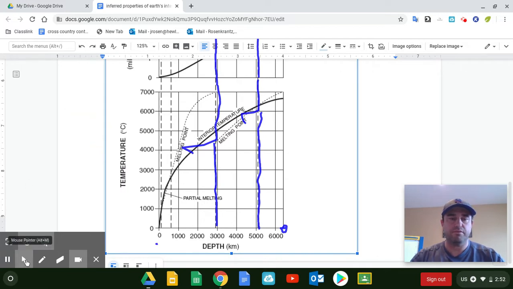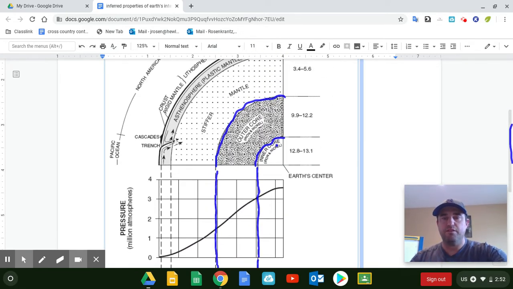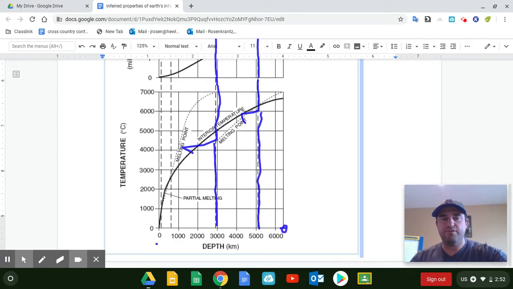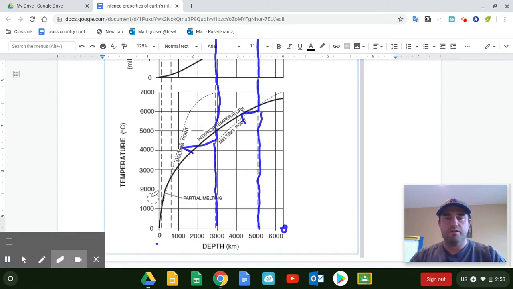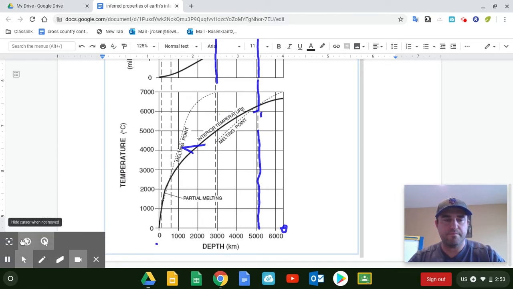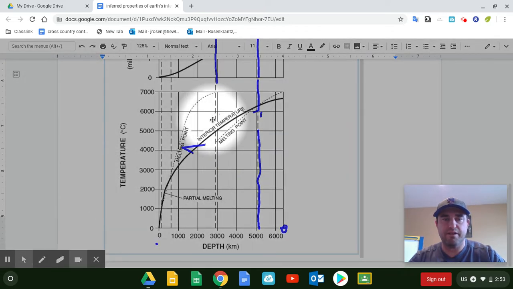If I asked another question, like, where does the outer core begin? That's this blue line here. So I would follow that first blue line all the way down to here. Just be careful. I'm going to erase this now because you're not going to have this in color. So it's this dashed line right here.